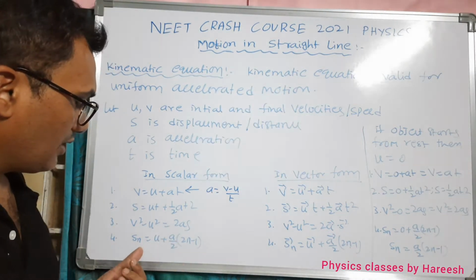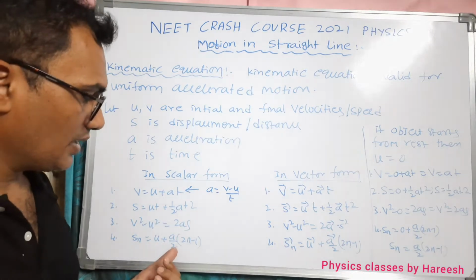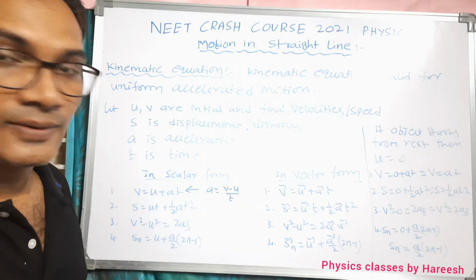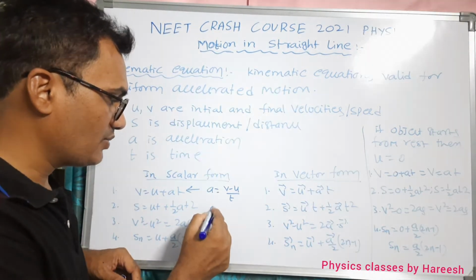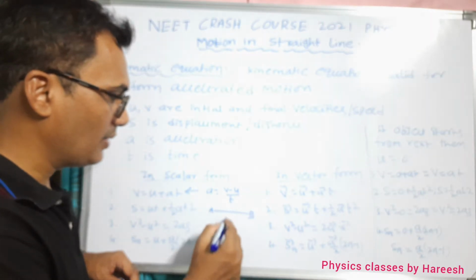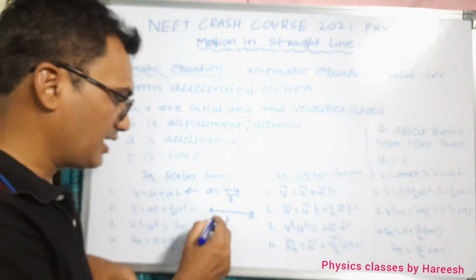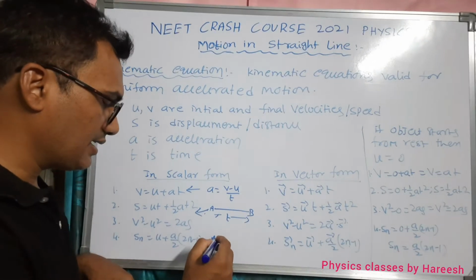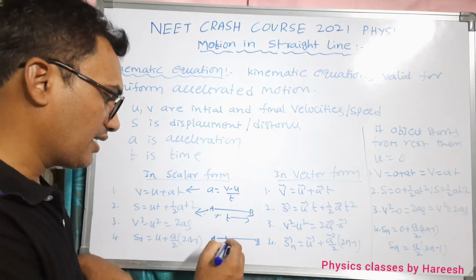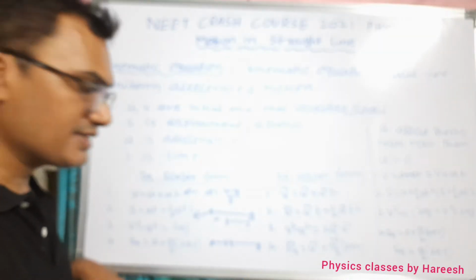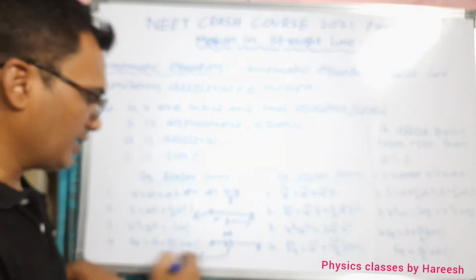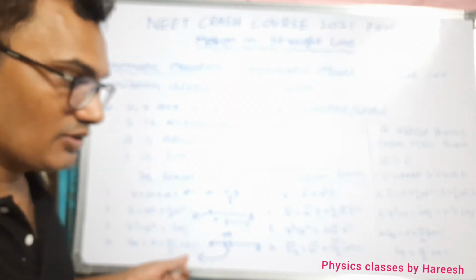This is the third equation, and the fourth equation is Sn = u + (a/2)(2n − 1). There is a specific difference between equation 3 and 4. Equation 3: let the object start from A to B, and it travels in time t. In this time duration, the distance traveled by the object is this one. Coming to this one, suppose the object starts at A and reaches B in a particular interval of time. Suppose A to B takes 5 seconds. So the distance traveled by the object in the nth second is Sn = u + (a/2)(2n − 1).